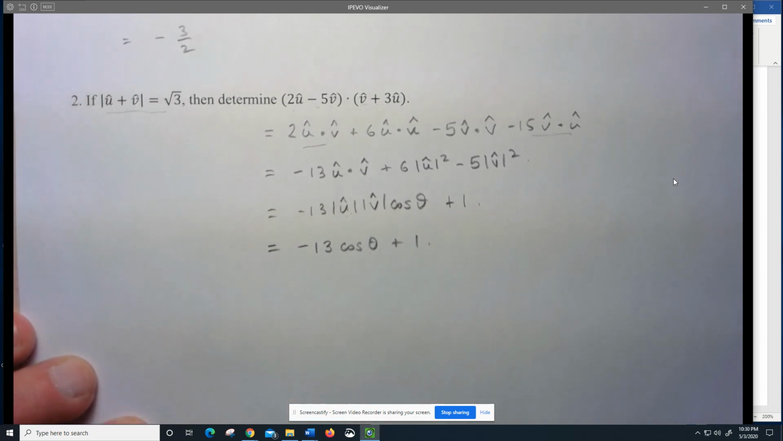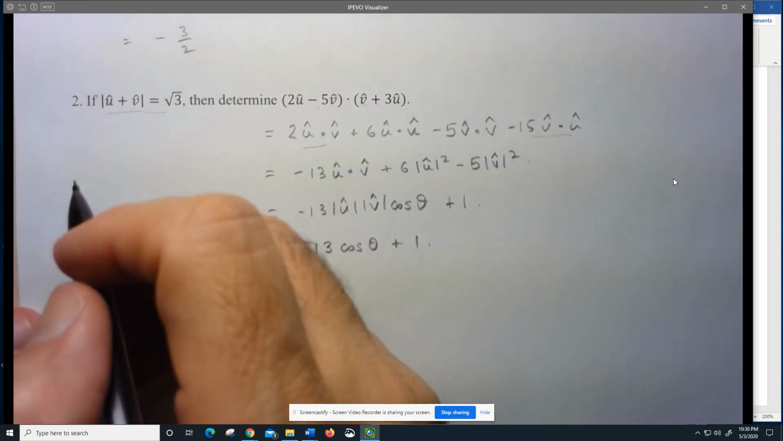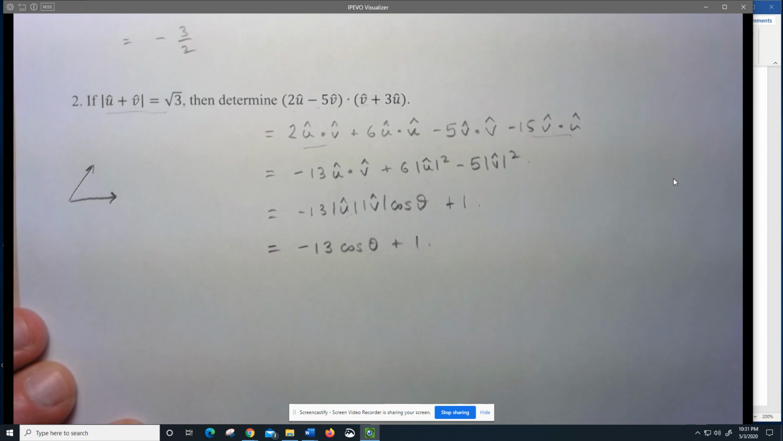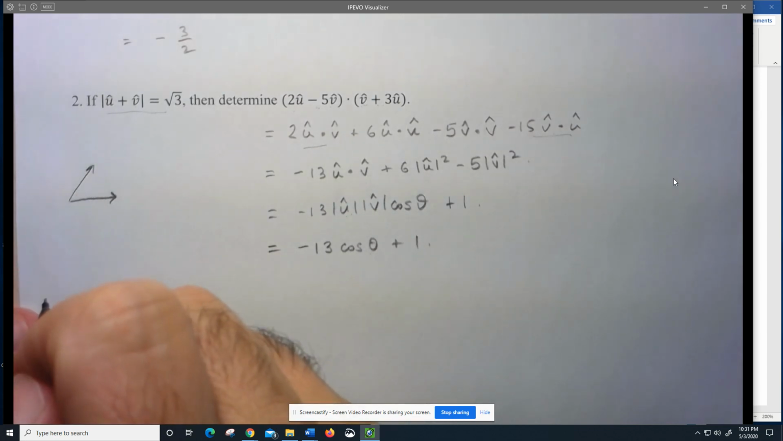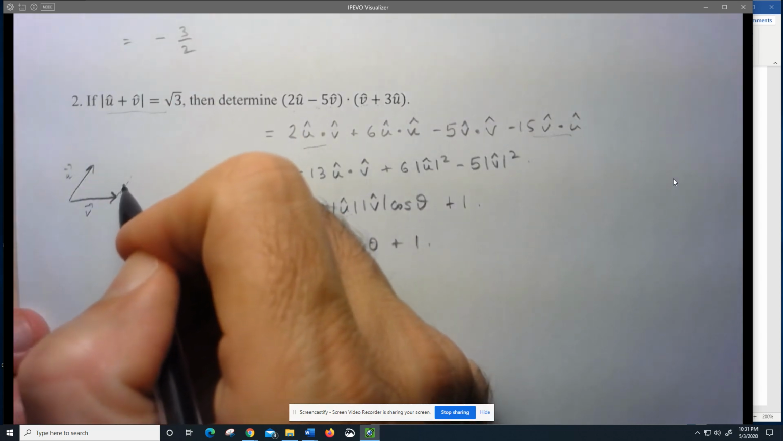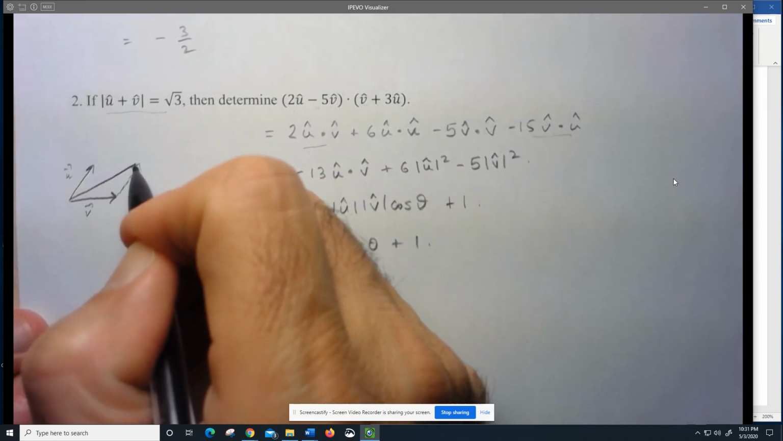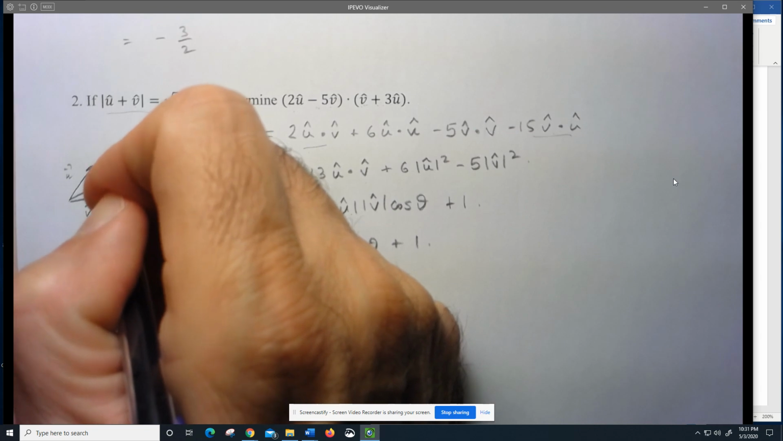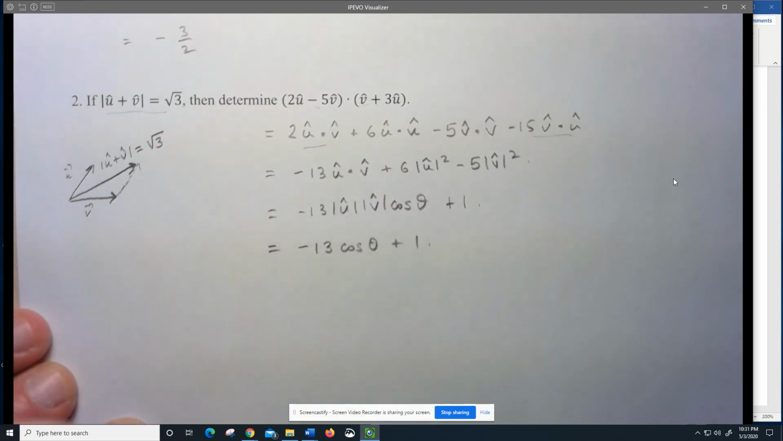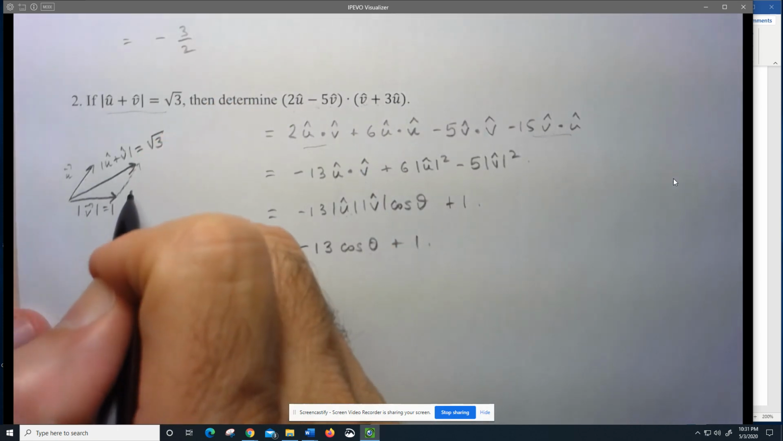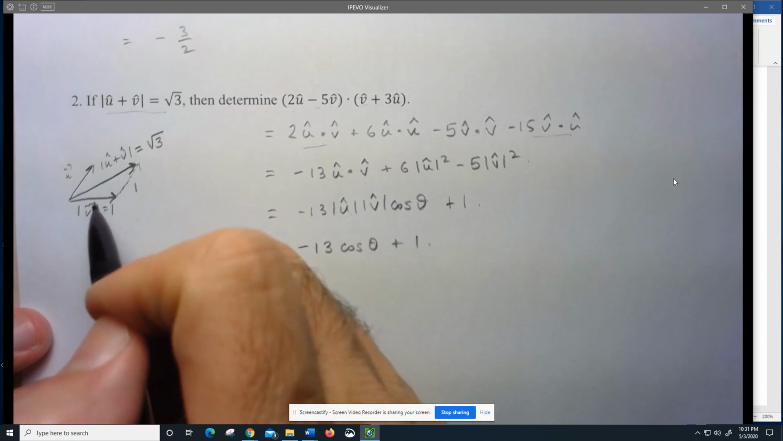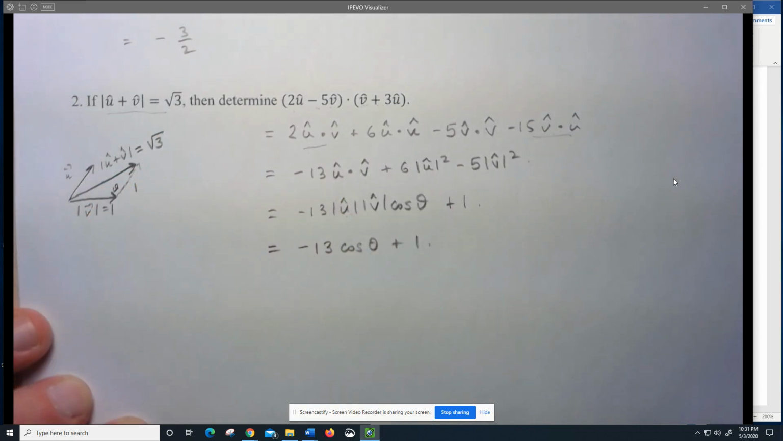Well, let's see if we can use a diagram to help us out. I've got these two vectors, u and v, that are unit vectors, and they give me the sum of these vectors. So let's add these two vectors. Say that's u and that's v. Let's add them together. That's also u, and there you go. Here's u plus v. But I know that the magnitude of u plus v has to be equal to root 3. The magnitude of this vector is 1 because it's a unit vector. The magnitude of this vector is 1 because it's a unit vector. And lo and behold, I have all three sides of this triangle.